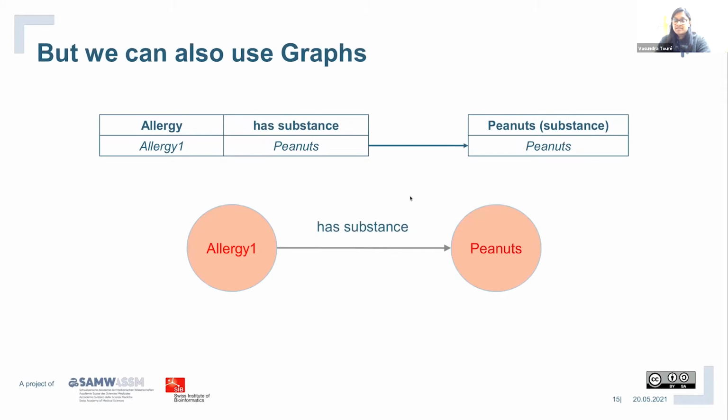We can also represent this knowledge simply with graphs. The most atomic level of information that you can have in a graph is actually a binary interaction. And in RDF, we decompose these binary interactions into 3 elements. So we have the subject, represented here with allergy1. The subject is basically identifying the element that we are describing in this interaction. Then we have the predicate that is connected to that subject. So here it's called has substance.